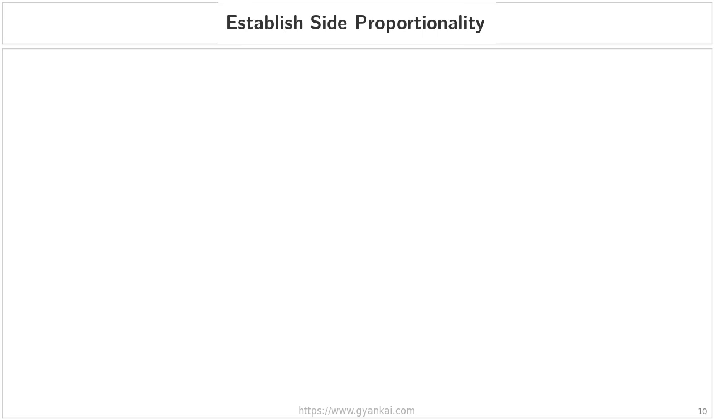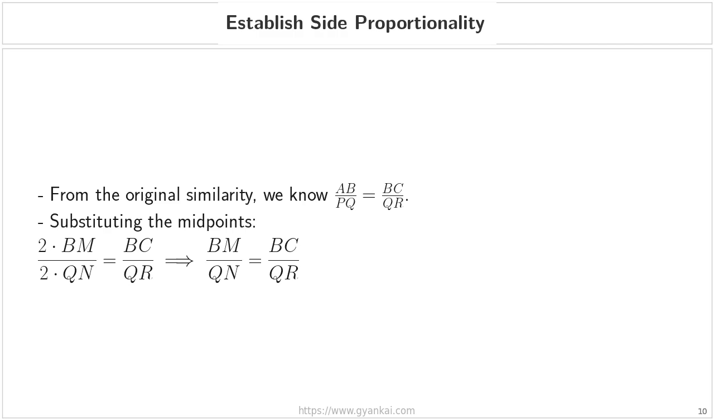Establish side proportionality. Now, let's connect what we just established about the midpoints back to our original similarity. From our initial condition in the previous slide, we know that the ratio of the sides of the large triangles is equal. Specifically, the ratio of side AB to side PQ is equal to the ratio of side BC to side QR. Now, remember from the last slide that M and N are midpoints, which means the full side lengths are actually twice the length of these smaller segments.